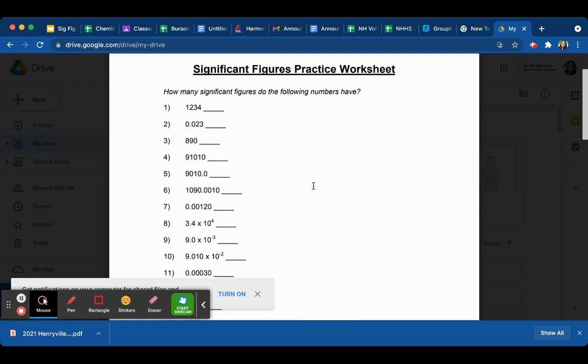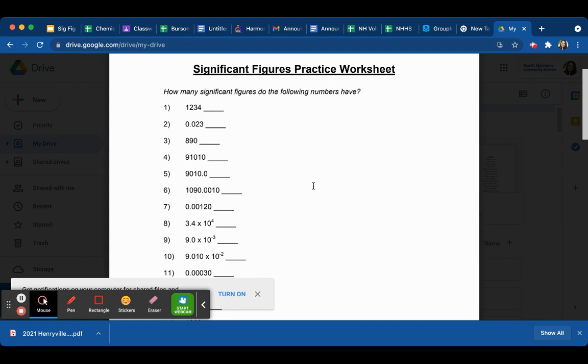What about number 12? 6. The last zero is a lagging zero, doesn't count. What about number 13? 3, because there's a decimal point. 14 is 1. What about 15? 6, because the last zero comes after a decimal point, and all zeros after a decimal point count. What about 16? 1. 17? 3. 18? 3. 19? 4. And the last one? 2.